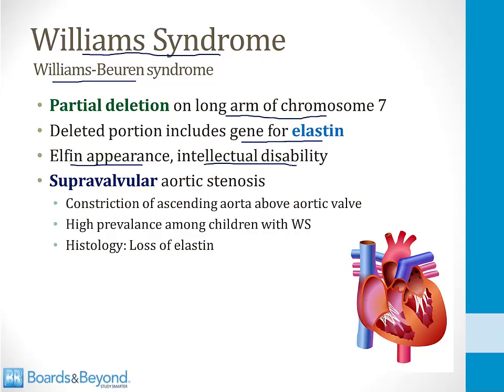I discuss this in greater detail in the video on deletion syndromes, but what you should know for our purposes here is that another classic feature of Williams syndrome is supravalvular aortic stenosis. This is constriction of the ascending aorta above the aortic valve. This is very rare. And remember what I told you before, elastin is a very important component of the aorta. So when it's missing, what you get is constriction of the aorta above the aortic valve. And there's a very high prevalence of this rare condition, supravalvular aortic stenosis, among children with Williams syndrome. And on histologic examination of their aortic tissue, what you see is loss of elastin.